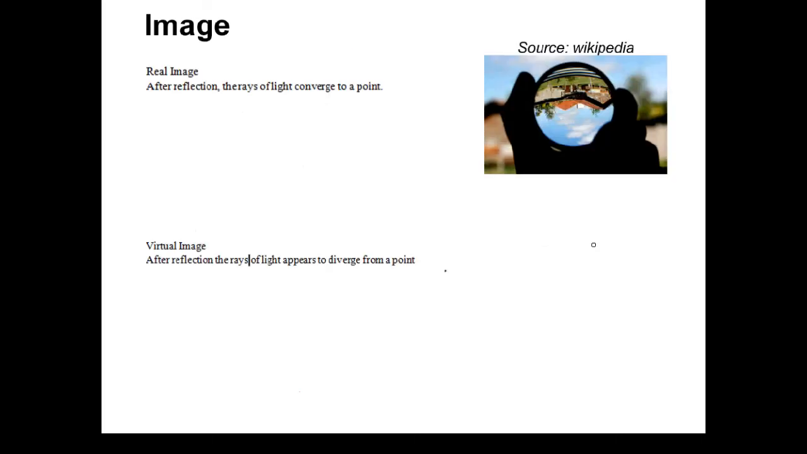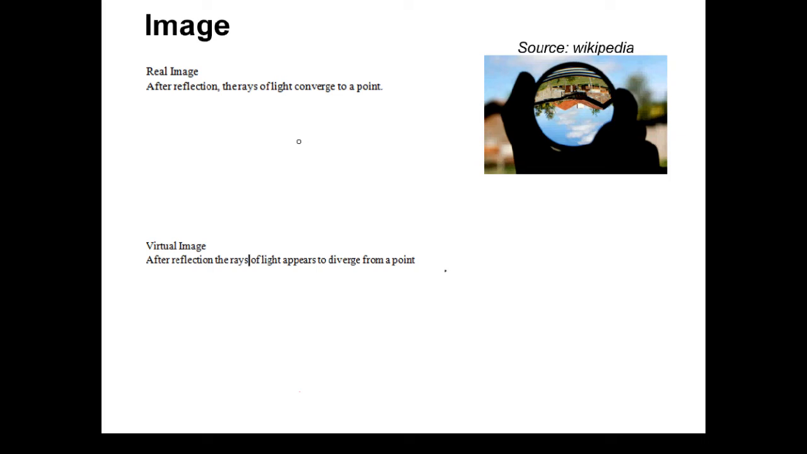Now image can be classified into two categories: real image and virtual image. In your junior classes, you have learned that any kind of image which you can observe, which you can take on a screen, we will call it a real image. And the opposite, the image which you cannot take on the screen, is called the virtual image.